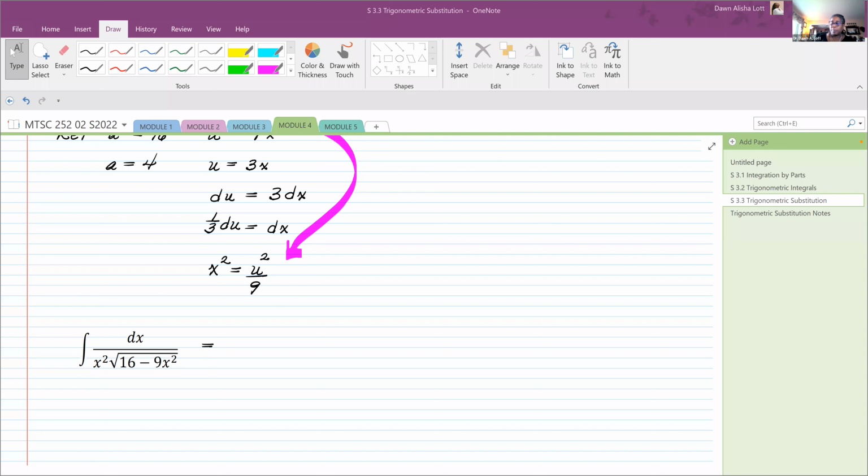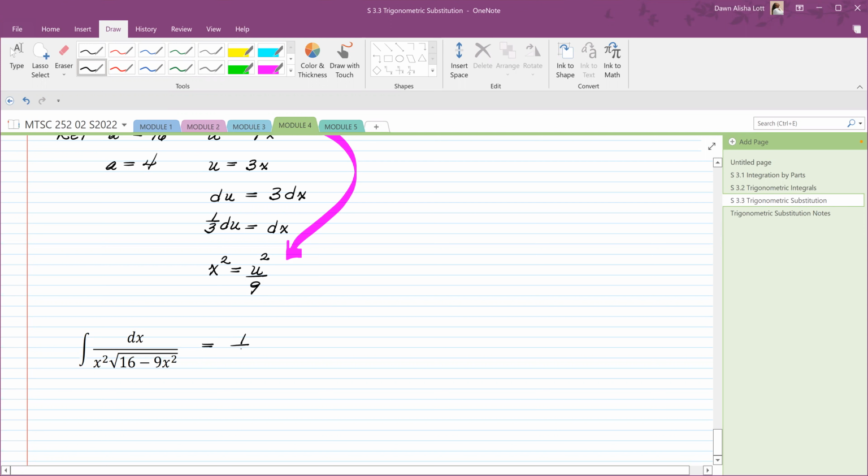All right, so what'd you get? So I believe it's 1/3 the integral of 1 over u squared divided by 9, multiplied by the square root of a squared minus u squared, and then du at the end of all that.